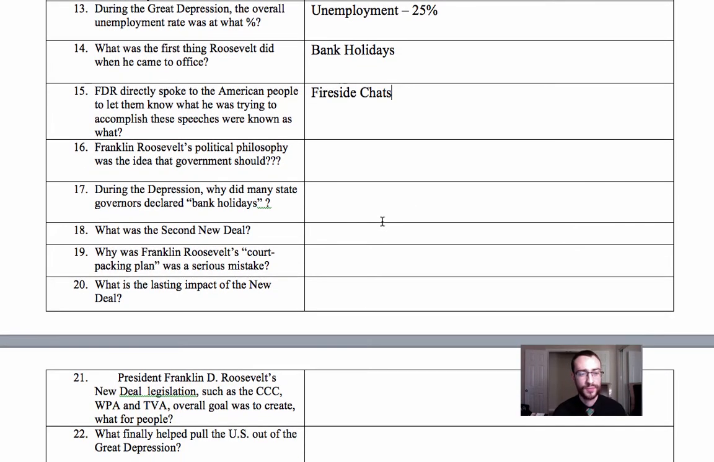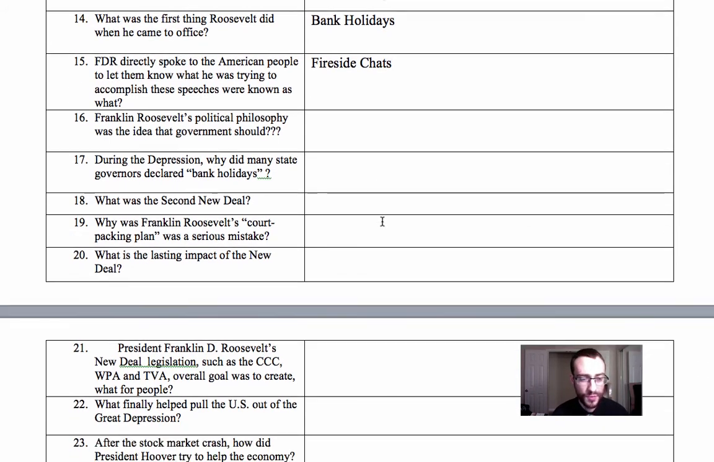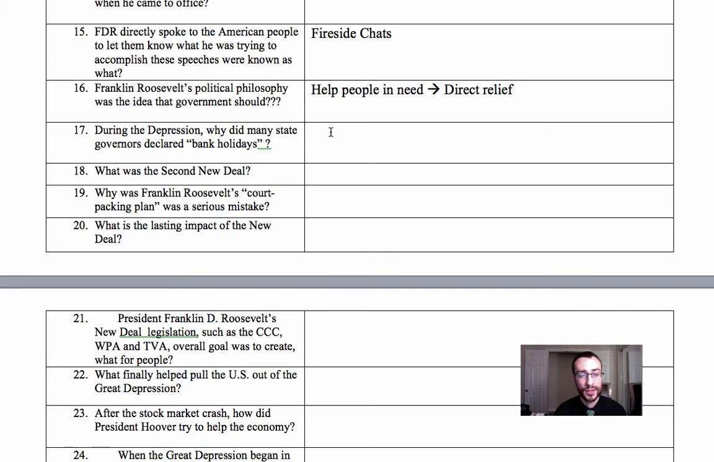Number 16, Franklin Roosevelt's political philosophy was that the government should help people in need. So he was a huge believer in direct relief. 17, during the Depression, why did many state governors declare bank holidays?